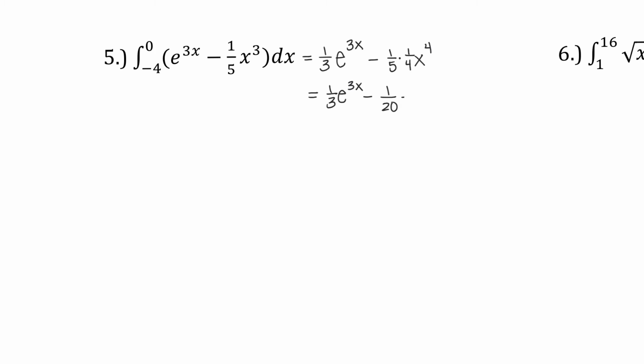I need the eraser. So think about going backwards. When I pull that 4 down, I'd have 4/20ths, which is indeed a 1/5, times x to the 4th. And that 4th would become a 3 when I take the derivative. So I need to evaluate this from -4 to 0.